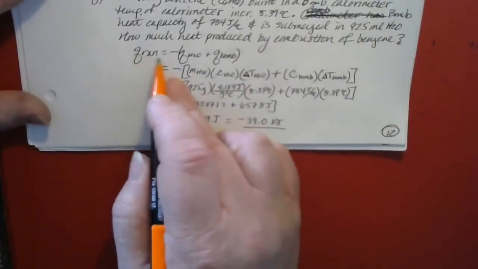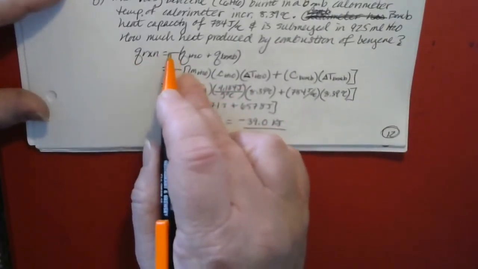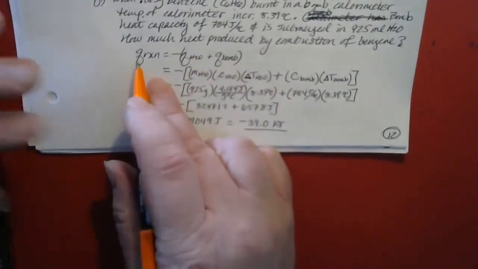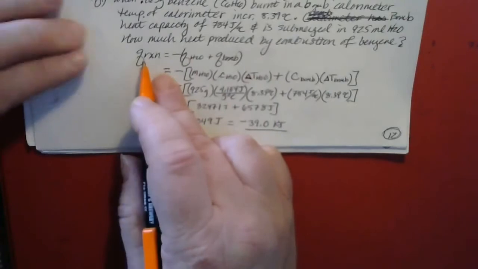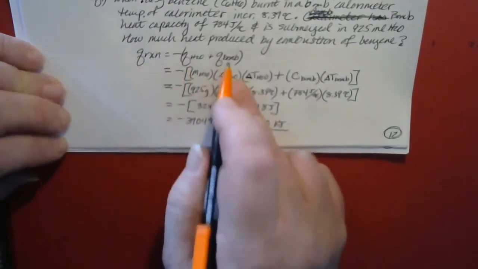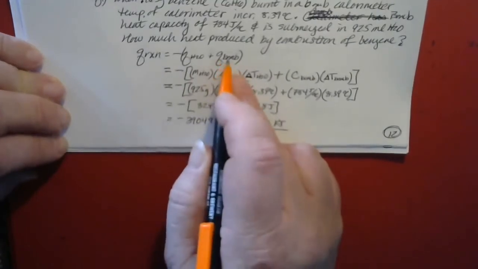And in practice, Q of reaction is equal to negative Q of the water and the bomb. So in other words, the heat given off by the reaction will be equal to the heat absorbed by the water and the heat absorbed by the stainless steel canister.